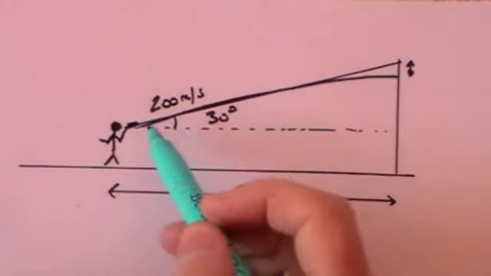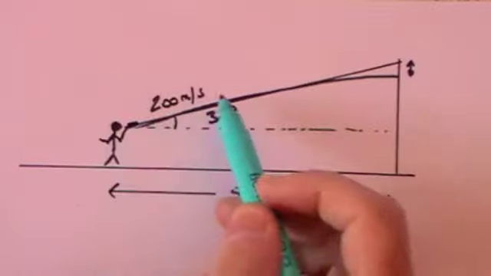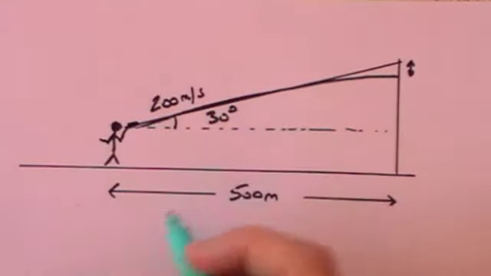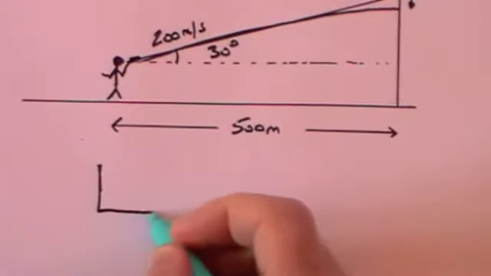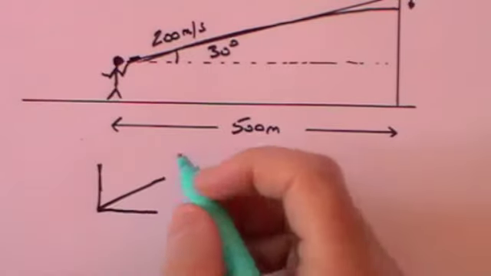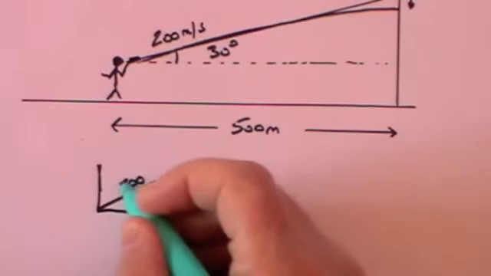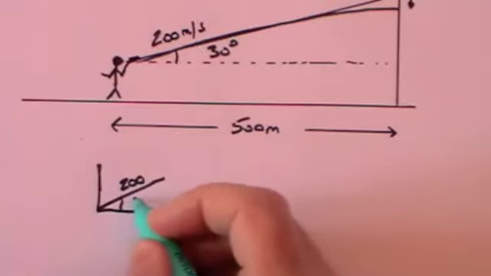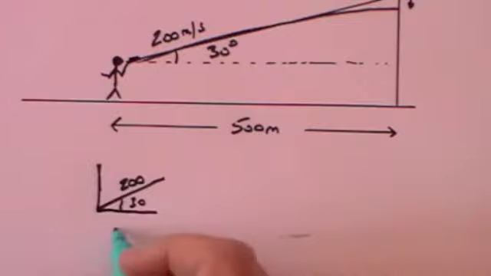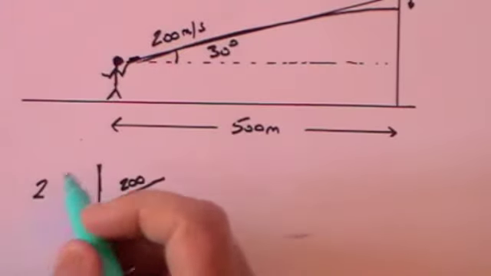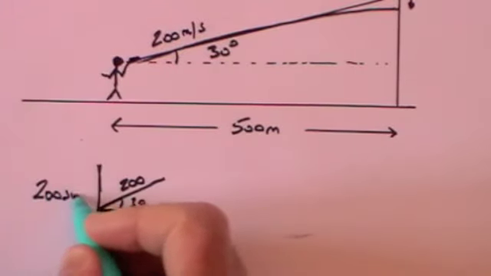Well, remember that we can always resolve the velocity of the missile into its component parts. So what we've essentially got is, if we draw the XY framework, the actual velocity is 200 meters per second at an angle of 30 degrees. So the horizontal component is going to be 200 times the cosine of 30. And the vertical component is going to be 200 times the sine of 30.